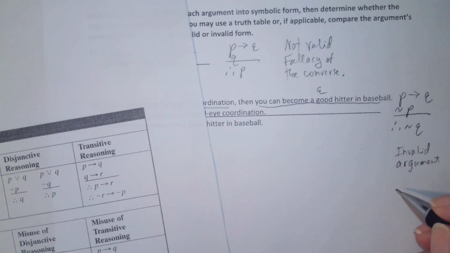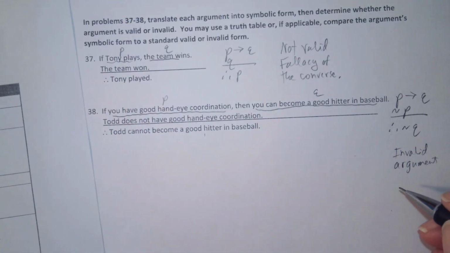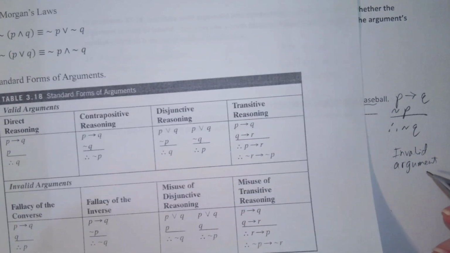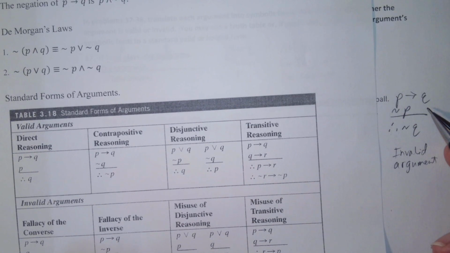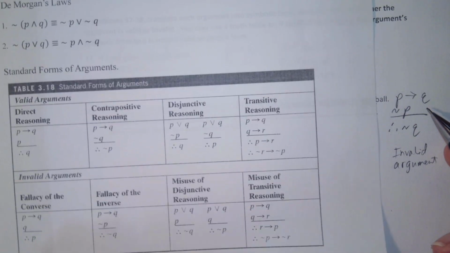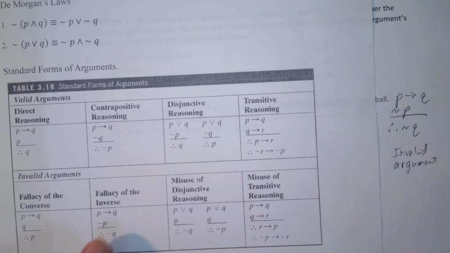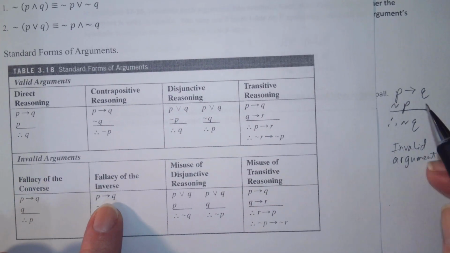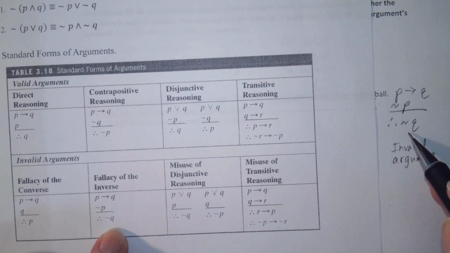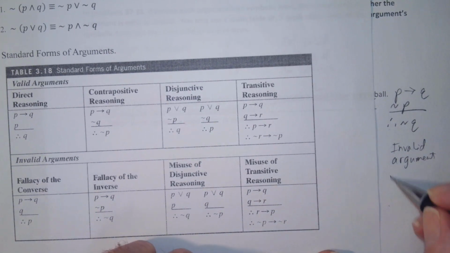What did I do for the other one? Oh, did I get them mixed up? Let's see. Oh, that was different. This is this one. It's fallacy of the inverse. It's this one here. P implies Q, not P, therefore not Q. So it's fallacy of the inverse.